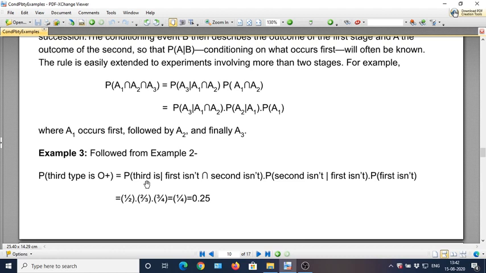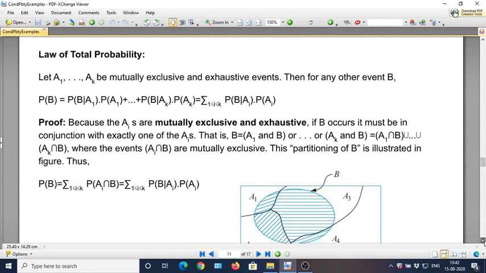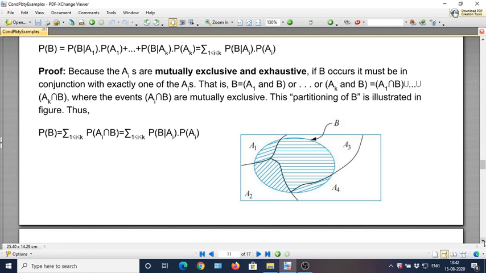The probability that the third person will yield the desired result is just 1/2. So it is 1/2 × 2/3 × 3/4, and that will give you this. So conditional probabilities can be used to solve problems of this kind. We also saw how we can construct a partition of the sample space.